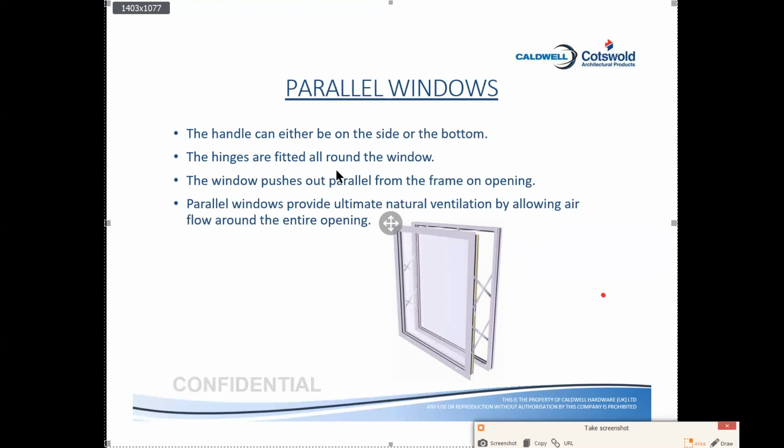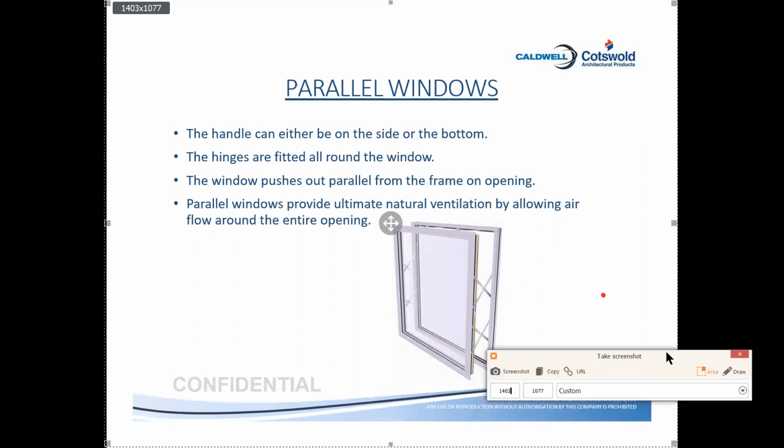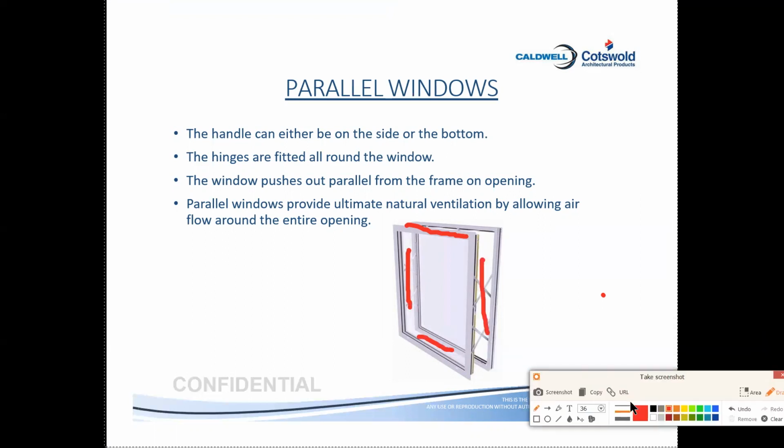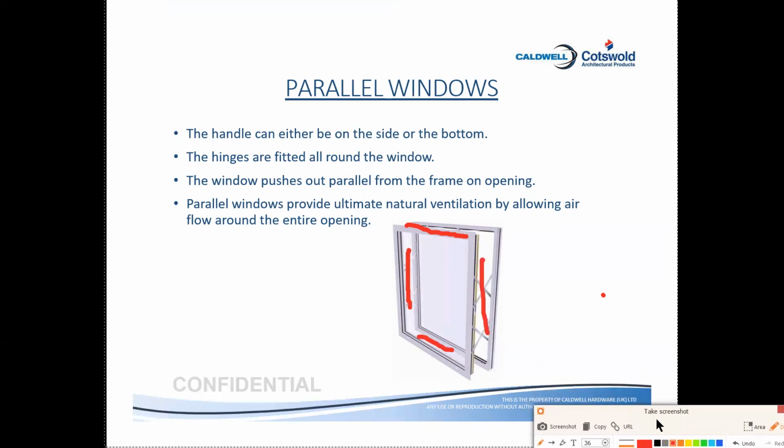The hinges are fitted all around the window. From all the four sides, the hinges are fixed in this. The hinges need to be fixed here, here, here, and here. All the four side ventilation is possible in the same way. All the four sides, the arms are fixed.